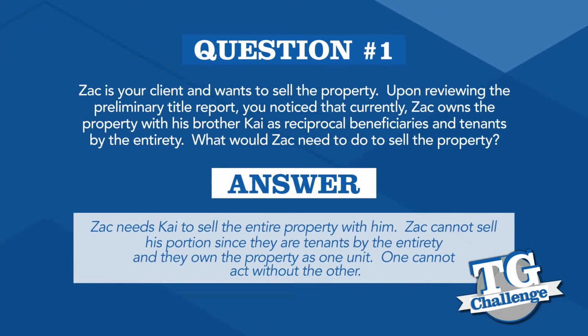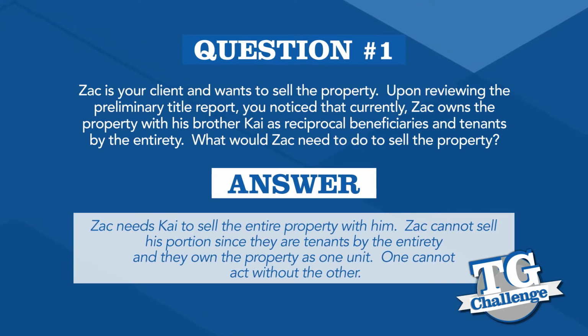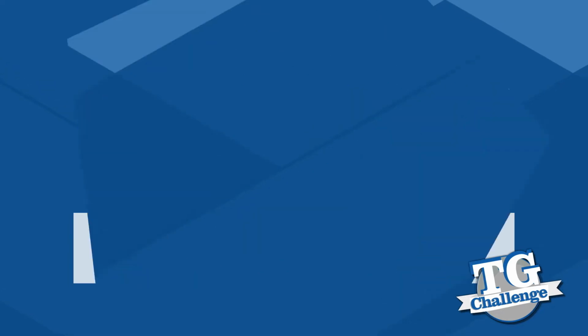Zach needs Kai to sell the entire property with him. Zach cannot sell his portion since they are tenants by the entirety and they own the property as one unit. One cannot act without the other.